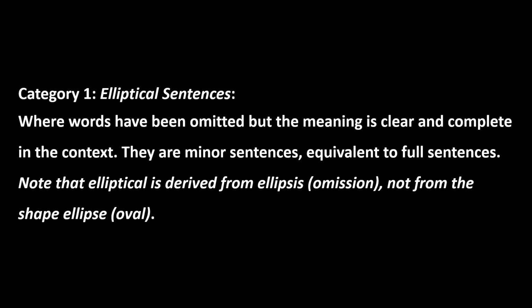And note that elliptical is derived from ellipsis, omission, not from the shape ellipse or oval. Ellipse is an oval shape. It is not ellipse, but ellipsis, omission. So elliptical sentences: words including the verb omitted, yet the meaning clear and complete. Let us see the examples.